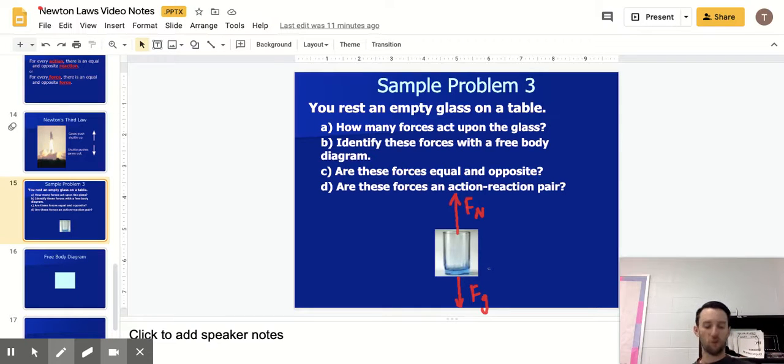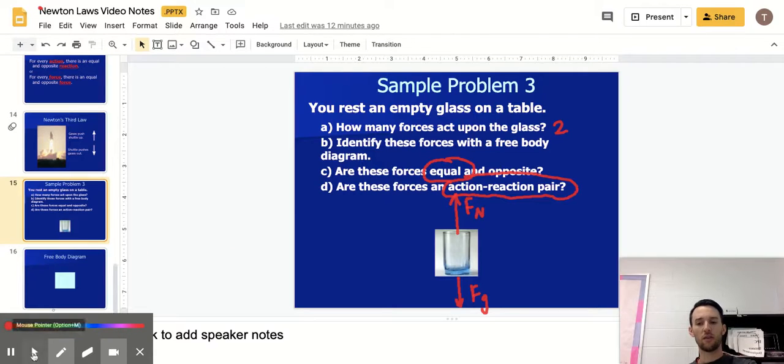Okay, so how many forces? Well, we've got 2. We've identified them. We've also identified that these forces are equal because I'm not moving. Okay, and then are these forces an action and reaction pair? Well, if we didn't have the force of gravity, there would be no need for a normal force. Think about in space. I can float around because of the absence of gravity, so there's no need for a normal force.